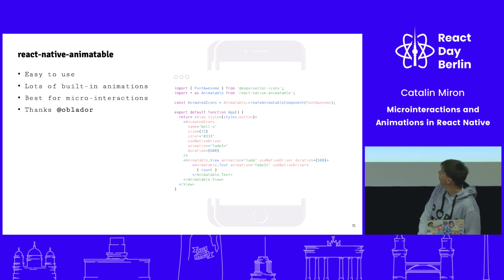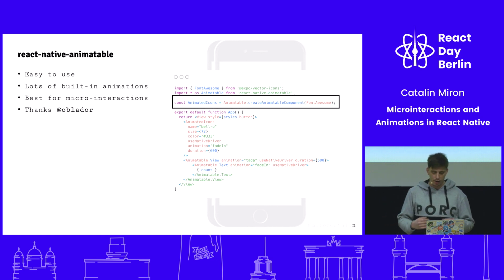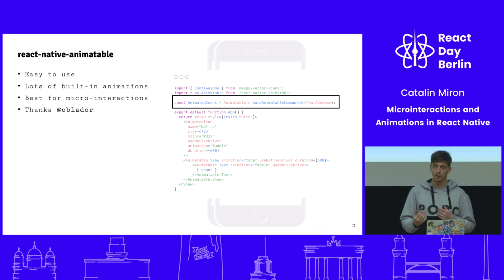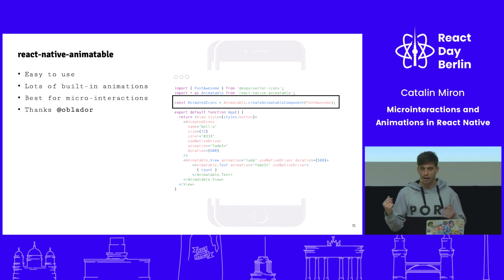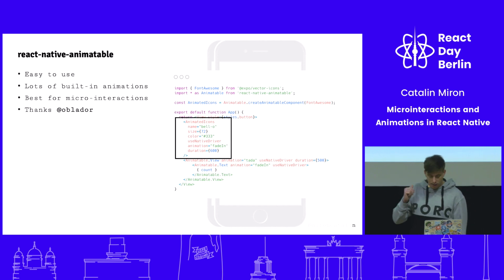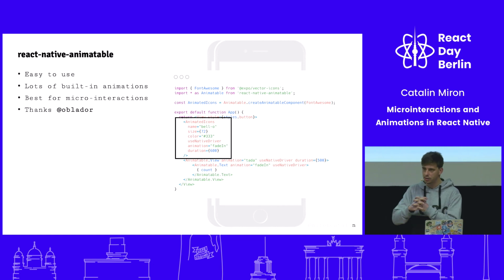It's pretty small, I will say. So the first thing is that Animatable exposes createAnimatableComponent, so you can wrap whatever component you already have in the application into an animatable component, and it's going to output some animation properties that you can later use. In our case, I was wrapping the bell icon with the Font Awesome, the whole family.